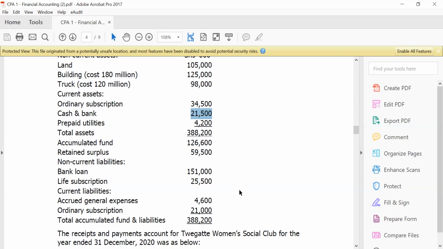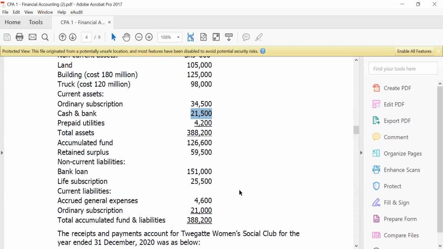Then we have non-current liabilities. Just like any other business, non-for-profits can also take loans. So as we can see, bank loans are non-current liabilities. Then we have what we call life subscriptions. Now, why is life subscription appearing under liabilities?